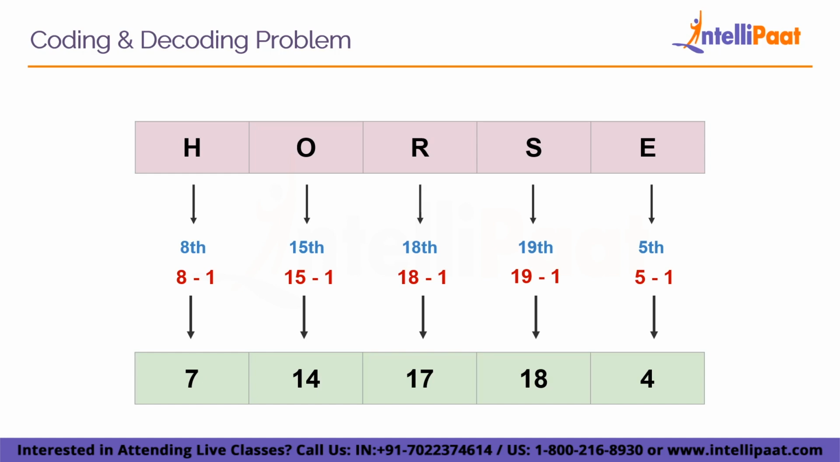So for H, you get the coded value of 7, O gets the coded value of 14, R gets the coded value of 17, S gets the coded value of 18, and E gets the coded value of 4. So here we got the pattern of how horse is written in certain numeric code, right? So using this pattern only, we are going to write a numeric code for monkey, right?